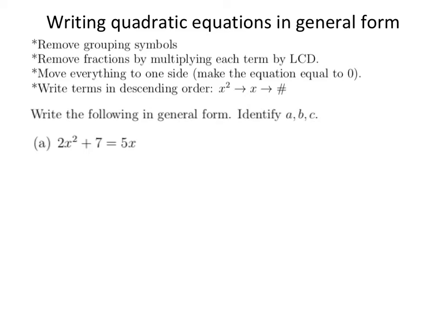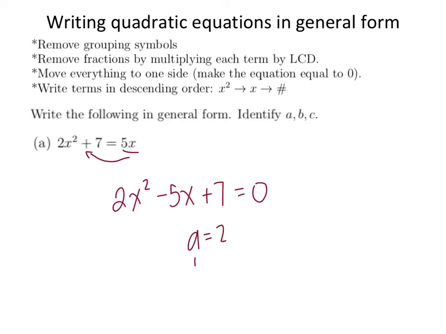Okay, so for this one, I'll actually move this 5x to the left side. I'll take this and move it over there. So I'm going to subtract 5x from each side. So we have 2x squared minus 5x plus 7 is equal to 0, since there's nothing on that side. A, B, and C are just the coefficients of each term, so A is equal to 2, B is equal to -5, and C is 7.